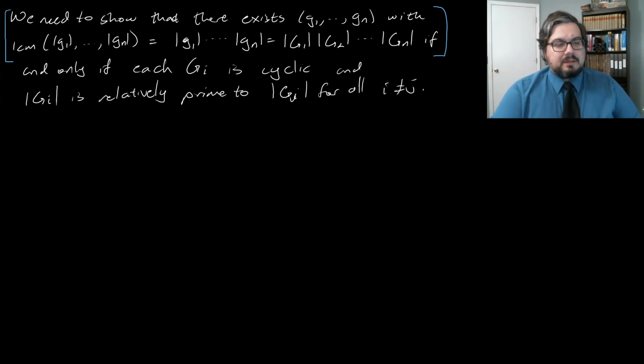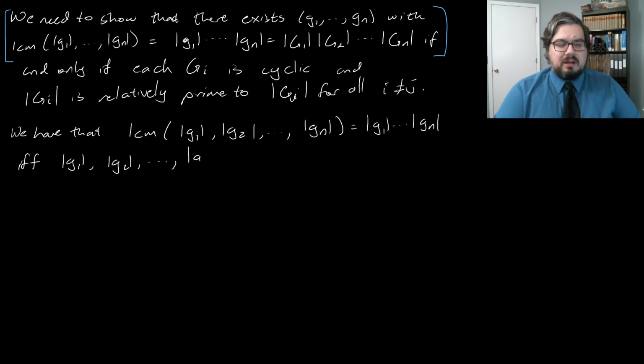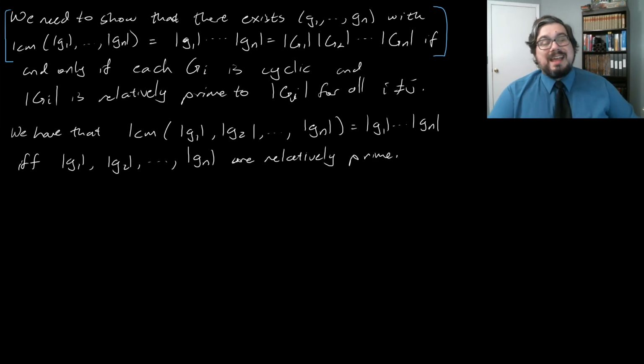Okay, so by basic properties of least common multiple, we have that the least common multiple of the orders of G1, G2, up through Gn is equal to the product of the orders of G1 up through Gn, if and only if the numbers order of G1, order of G2, etc., up to the order of Gn are relatively prime. If those numbers have any common factors, then the least common multiple of them will be less than what you get when you just multiply all of them together.